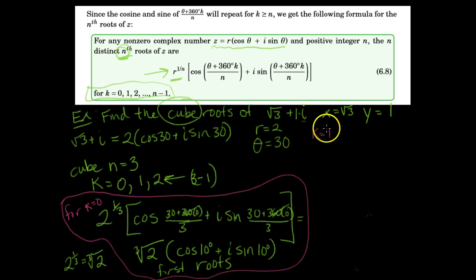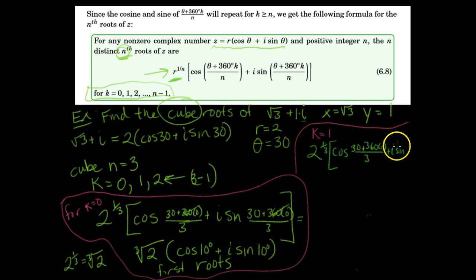So for k equals 1, to calculate this root, we do 2 again. R is equal to 2, and 2 to the 1/3 doesn't change that. Cosine, theta is still the same, it's still 30, plus 360 times 1 over 3, plus i sine of the same thing, 30 plus 360 times 1 over 3. This is the same as this, I'm just doing it again due to room.